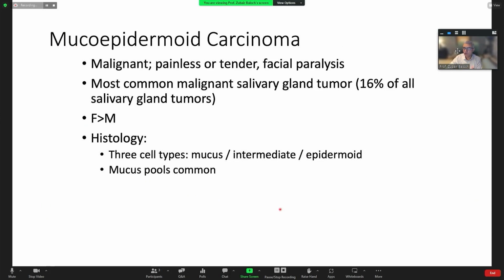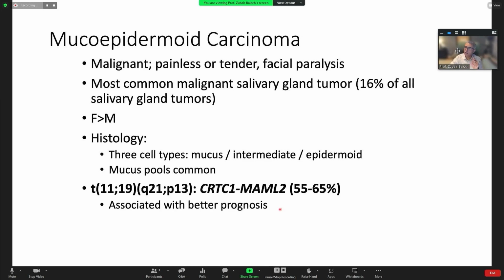This is again more common in females. They can be tender or they can cause facial paralysis because they are malignant tumors. More common in the parotid glands. And I think it's important to notice that these tumors have a specific translocation, which is CRTC1-MAML2, which I actually use in cases where there's a difficulty in diagnosis because it really helps the surgeon to plan their surgery.